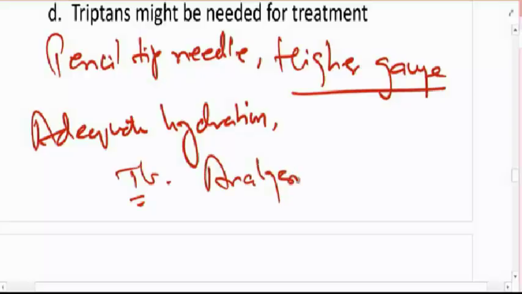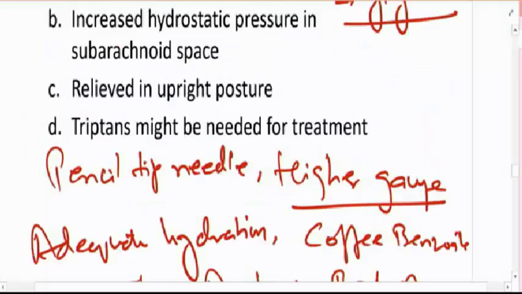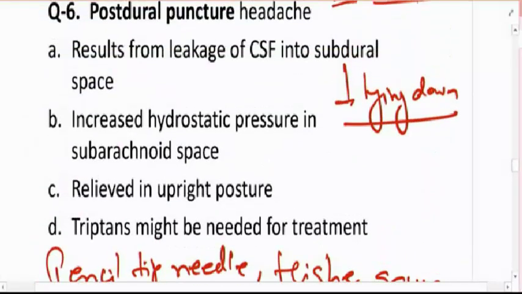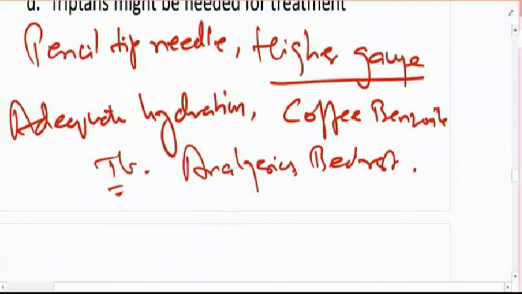Now, these are the prevention. The headache can be treated by analgesics, bed rest, sodium caffeine benzoate, and triptans. These are used basically for migraine kind of headaches, but they can be used for post-dural puncture headache, right?